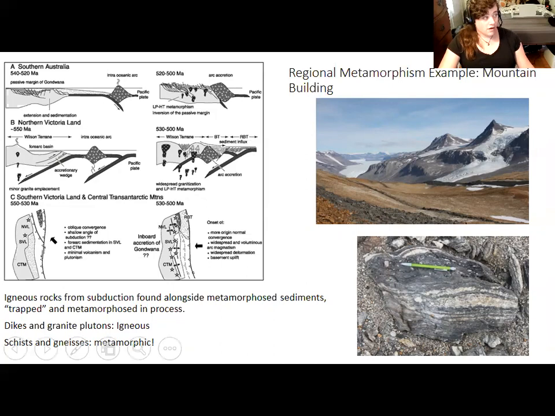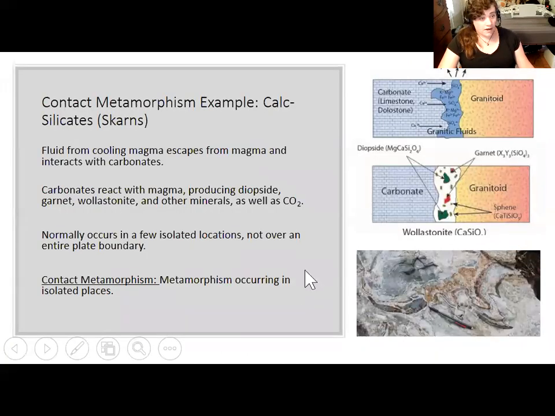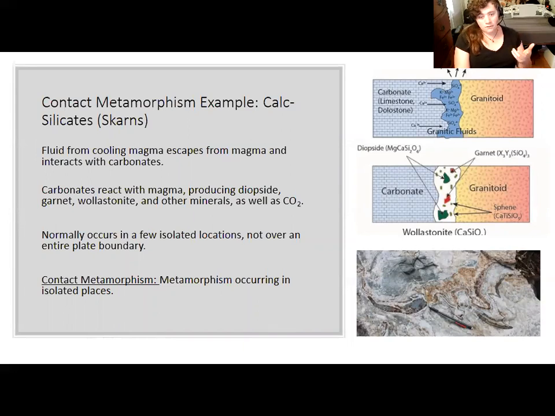Now, contact metamorphism again, usually just occurs at a small spot. One example is a calc-silicate rock, which forms when you have either a pluton or a lava flow coming into contact with another rock that's made of carbonate, like limestone, a sedimentary rock that we talked about a fair bit, or marble.